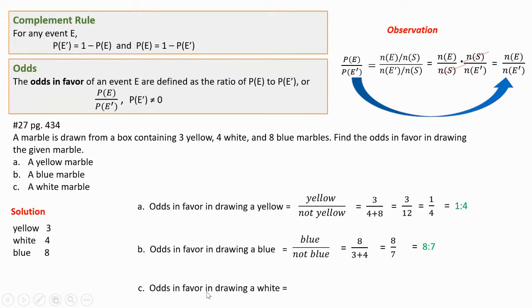Now see, odds in favor of drawing a white marble. So again, white over not white. There are going to be 4 white, and the not white are the yellow and blue, which are 3 plus 8, which would be 4 over 11, which would be 4 to 11. So this is your result.